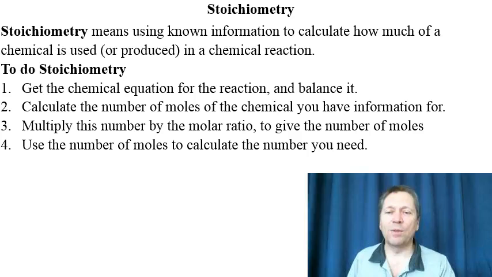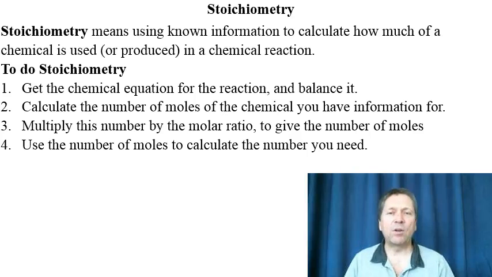Right then, stoichiometry. Stoichiometry means using known information to calculate how much of a chemical is used, or maybe how much is produced, in a chemical reaction. There's four main steps in stoichiometry. The first one is to get the chemical equation for the reaction and to balance that equation.